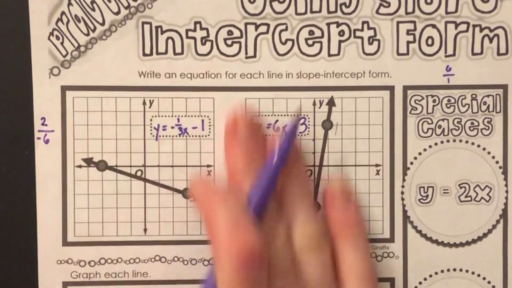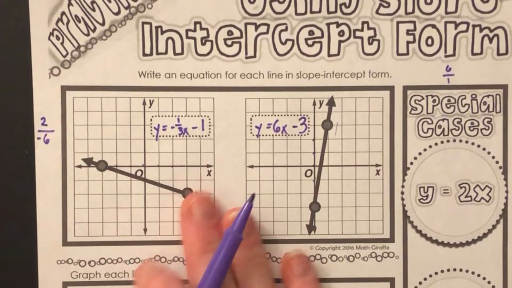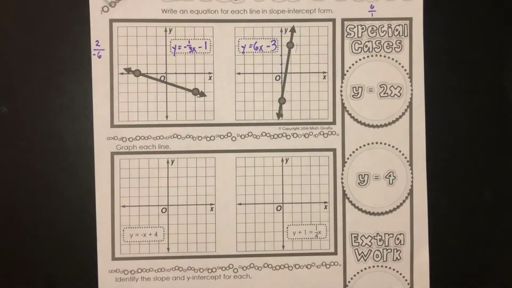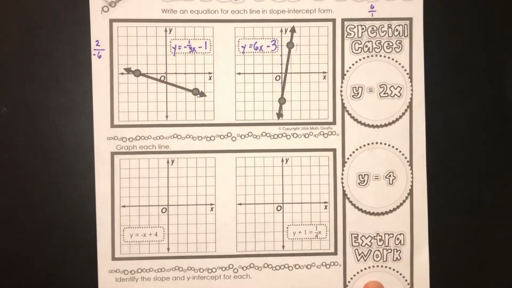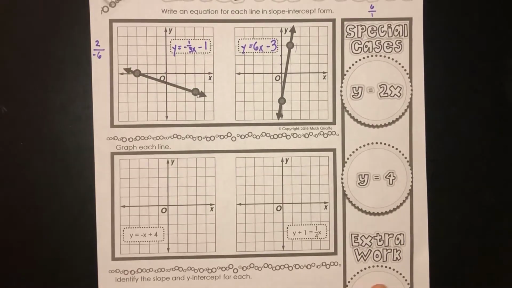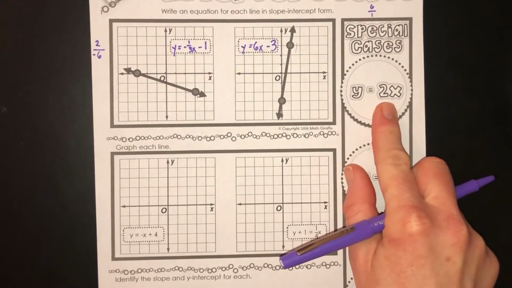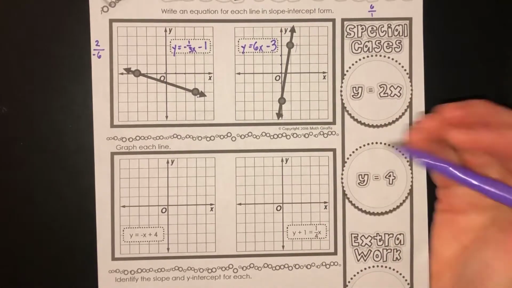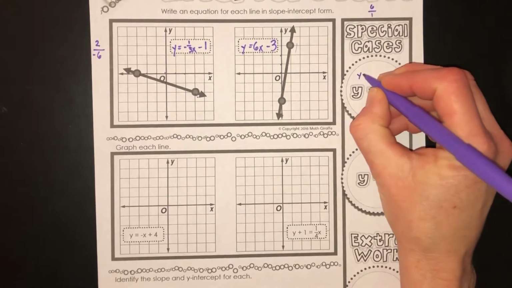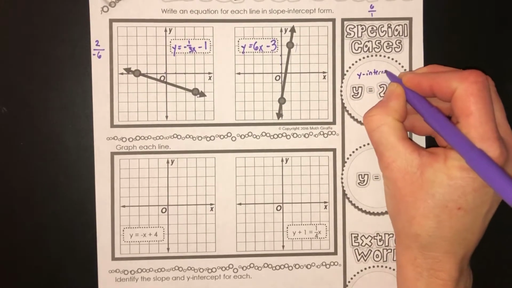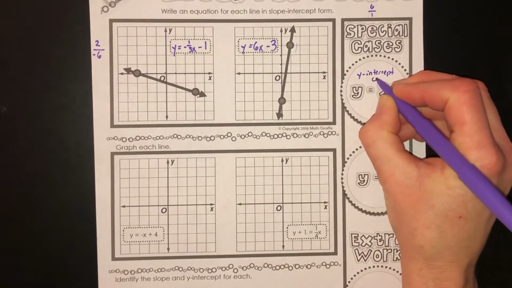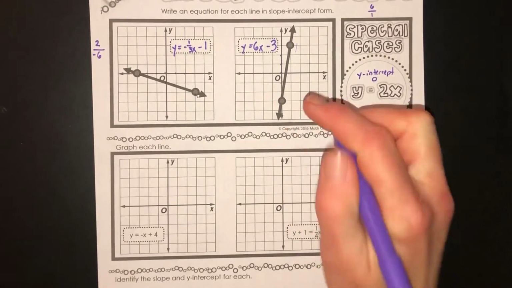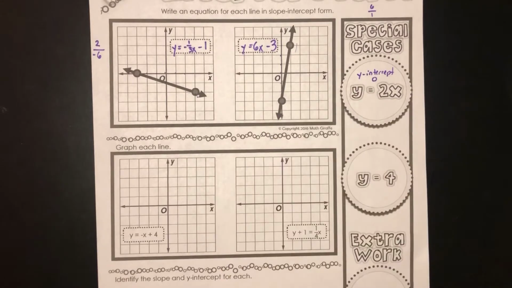Most lines are going to be in slope-intercept form. You do have some special cases that are not written in y-intercept form. This one right here, y equals 2x, doesn't have a y-intercept. In this case, the y-intercept is 0. It passes through right here at the origin.